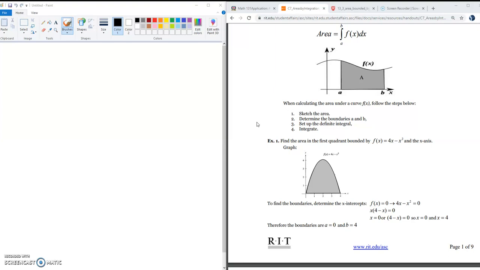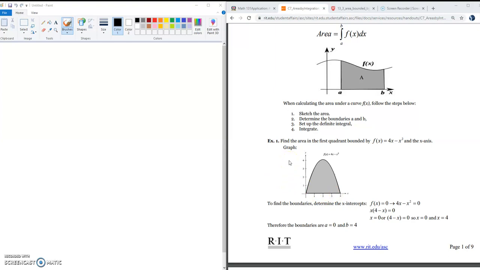So let's look at the first example. Find the area in the first quadrant bounded by f of x equal to 4x minus x squared and the x-axis. Now, you don't have to solve for x here to find the x values going from 0 to 4. You can graph this on Desmos and easily find the boundaries. Now, anytime you're finding the area and it's in terms of x, then you use your starting and endpoints for x as well.